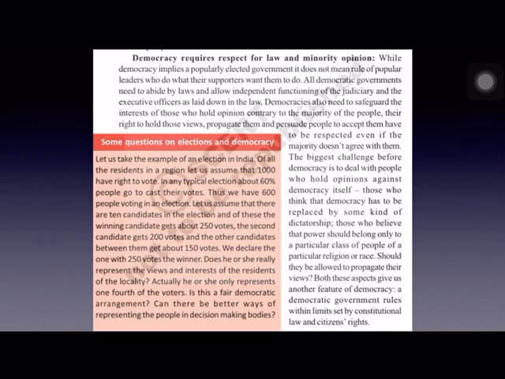Democracies should consider the opinion of not only the majority but also the minority. I hope you know minority. I told you many a time, people who are less in population are called minority. So in democracies, the government should consider the opinion of not only the majority but also the minority, because minorities also have the right to express their opinions. And it is the responsibility of the government to respect the opinion of the minorities also.